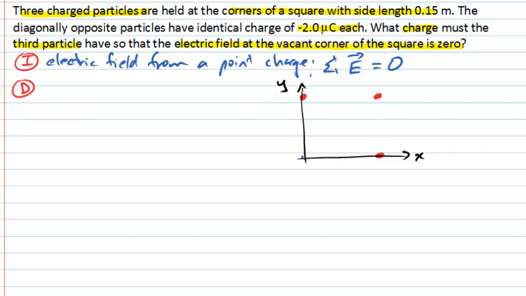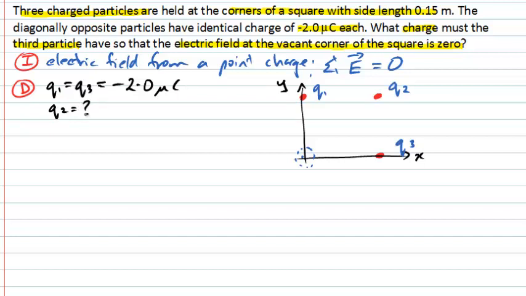And in this case, what's really important for us is to consider the electric field at the origin. That's going to be the vacant corner of our square. It's always useful to label things in our problems. So let's call this charge Q1, let's call this charge Q2, and let's call this charge down here Q3. And as our problem tells us, we know that Q1 and Q3, in our diagram, they're the diagonally opposite charges, they have this same charge, which we know is -2 microcoulombs. We don't know what charge Q2 is. Indeed, that's what the question is asking us to calculate.